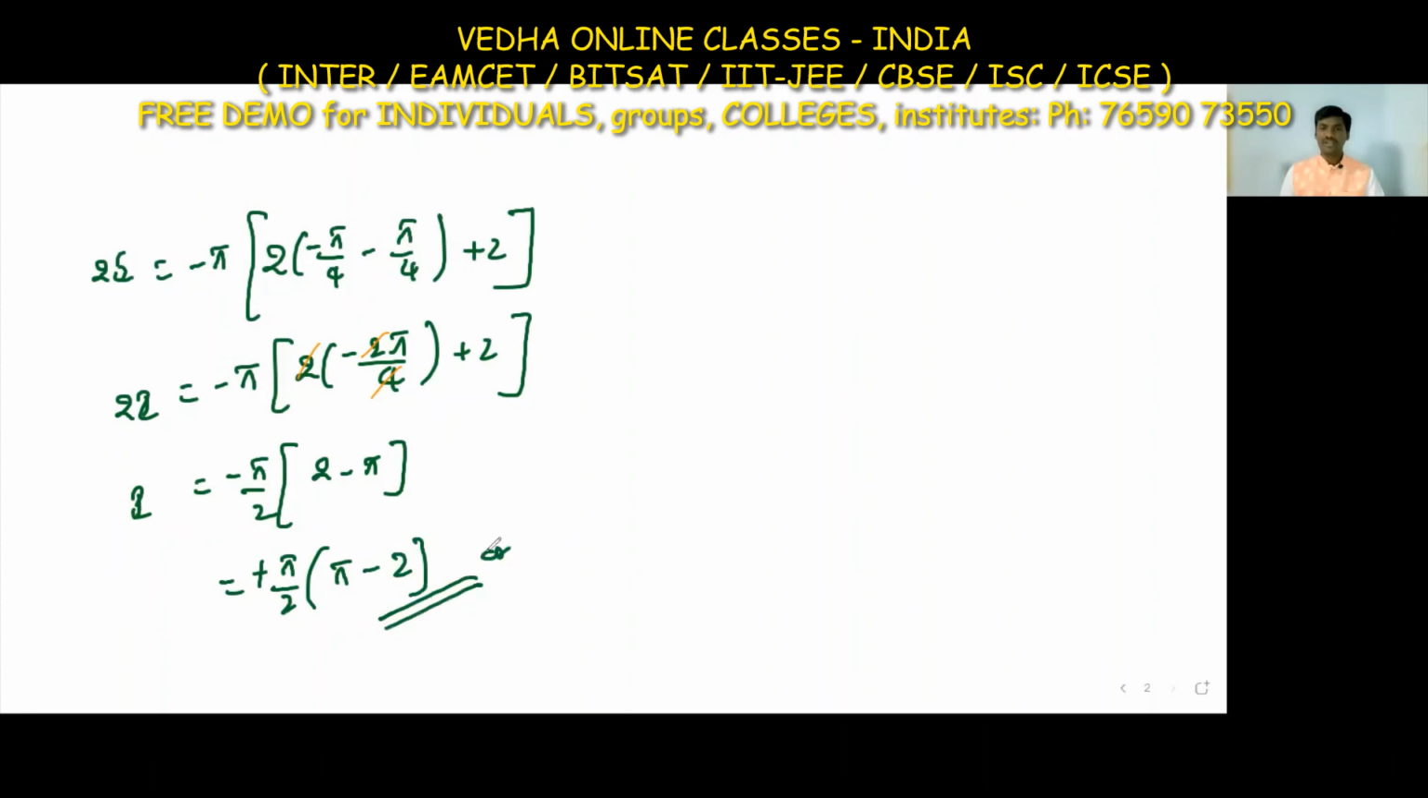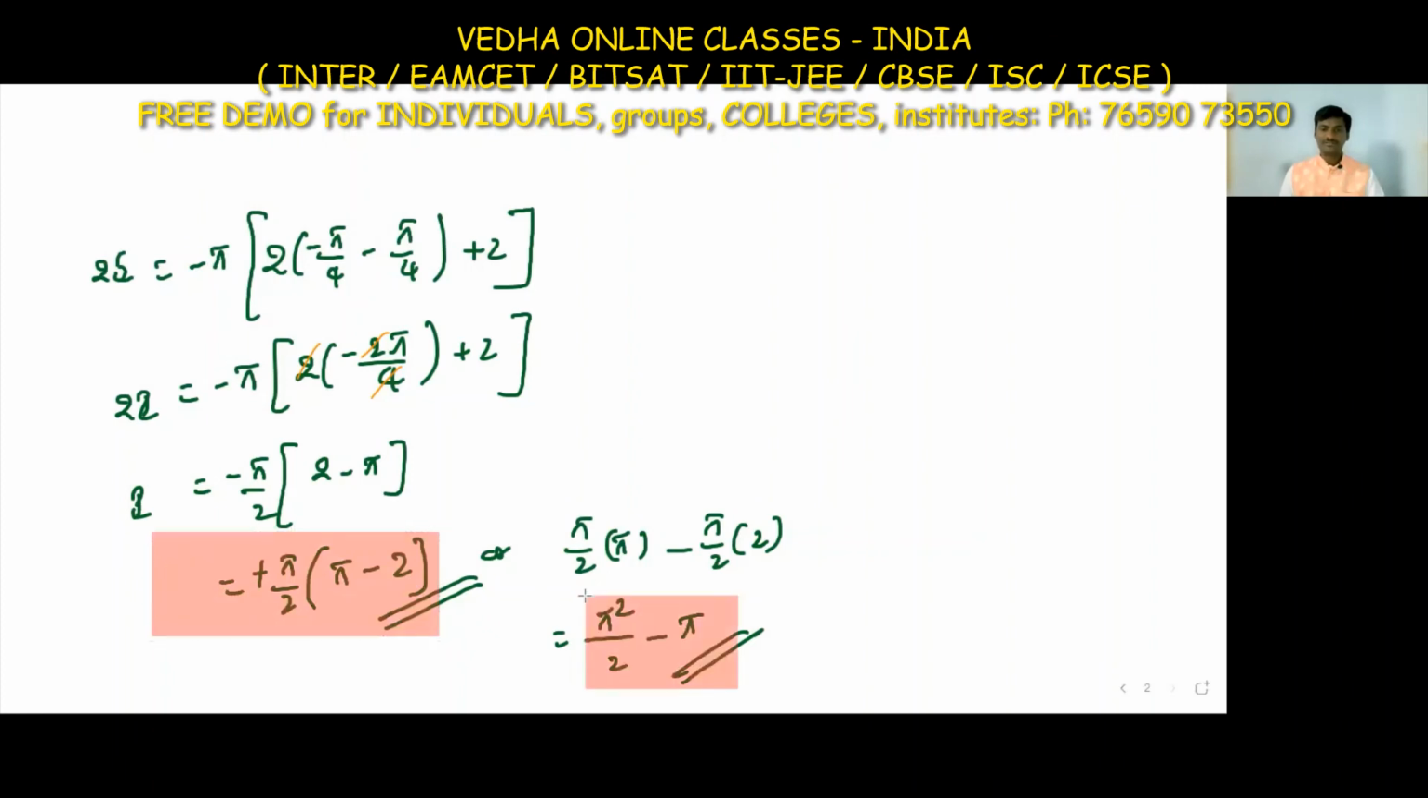Or we can also write it as, multiplying inside, pi by 2 into pi minus pi by 2 into 2. If we multiply and simplify like this, then we get pi square by 2 minus 2 to cancel, we get 5. So either that or this is the required solution. Understood? These are very, very important questions, whatever we did.